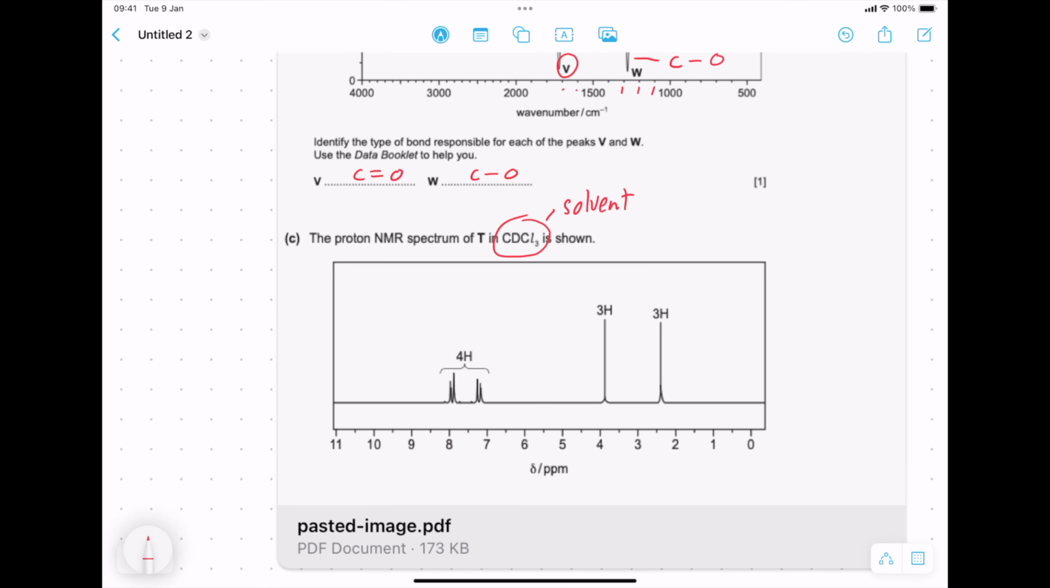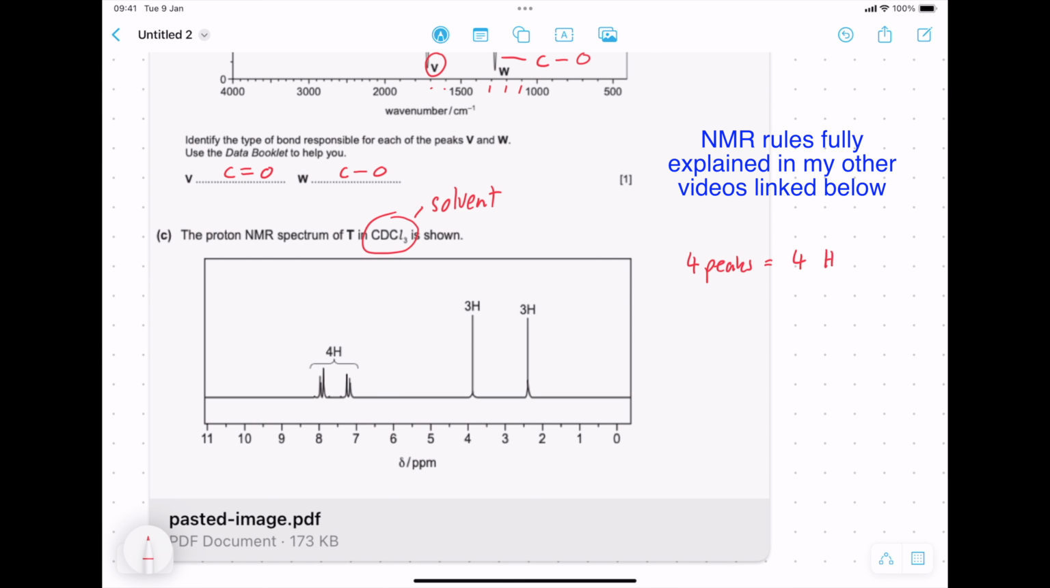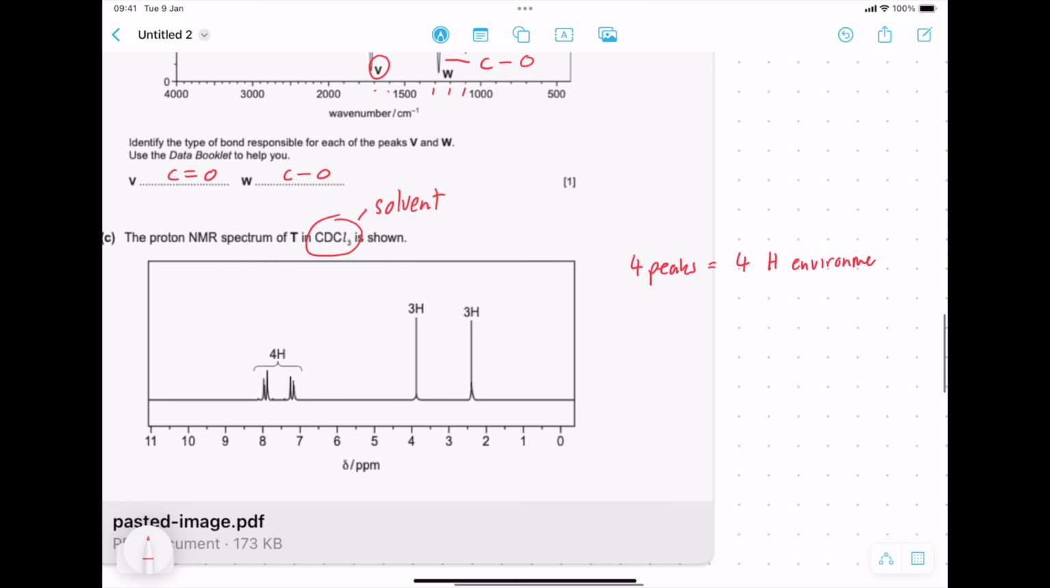And we can see that there are 4 distinct peaks. As explained in previous lessons, 4 peaks means there's 4 hydrogen environments. There's 4 unique hydrogen environments. Okay, so there's 4 hydrogen environments in the molecule. That's the first thing of NMR.